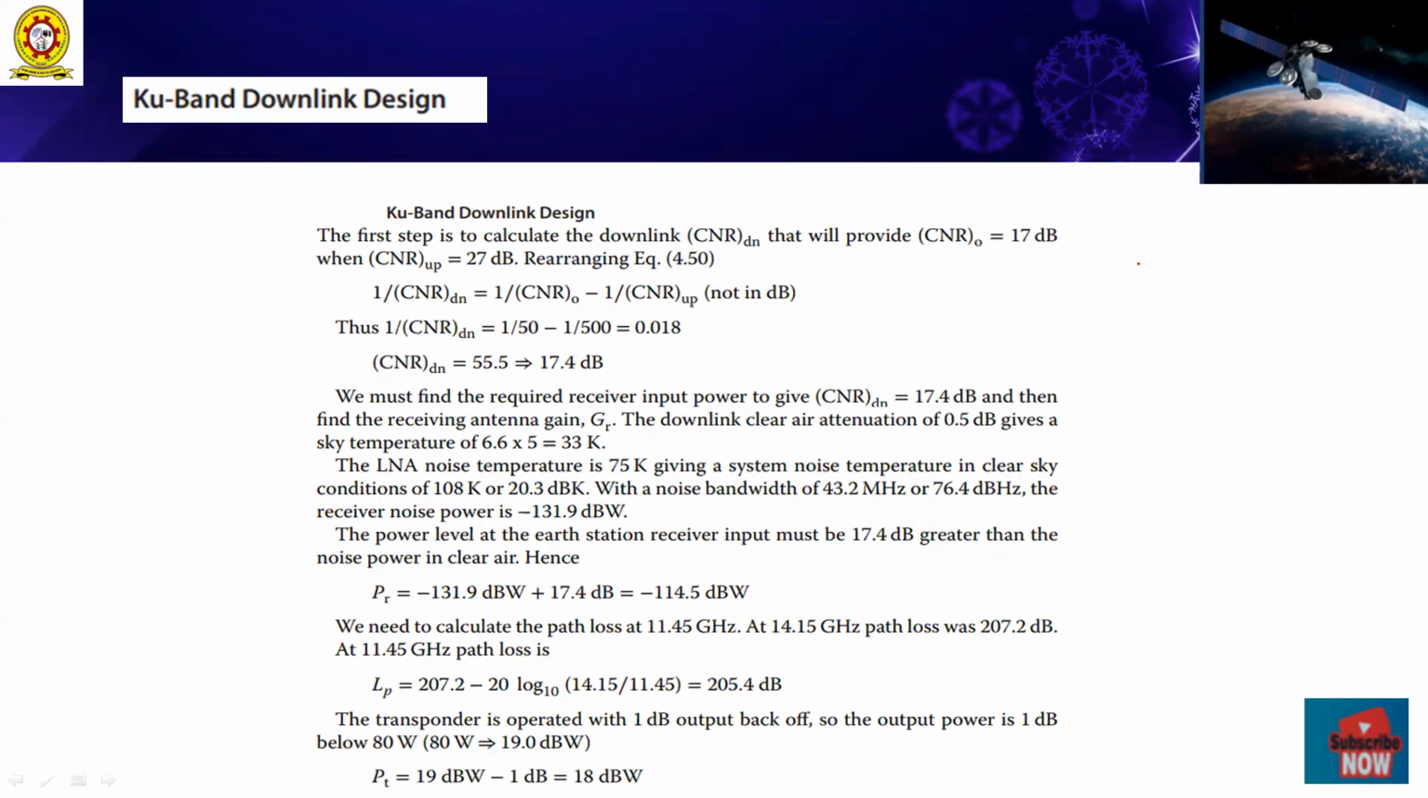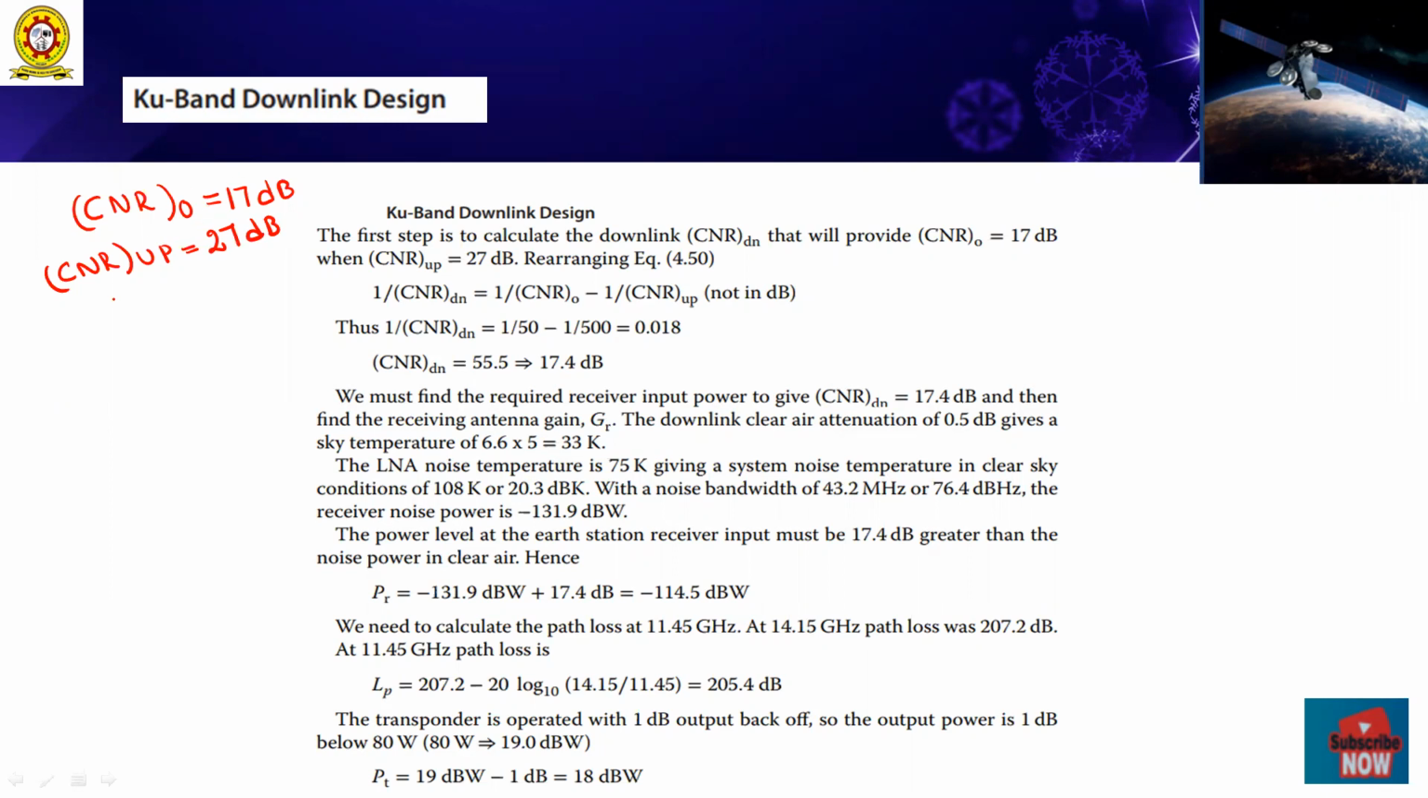So in this example, what is our first step? That equals CNR. What is the CNR here? CNR output equals 17 dB. This 17 dB equals the CNR up value. So what is the uplink CNR? 27 dB.